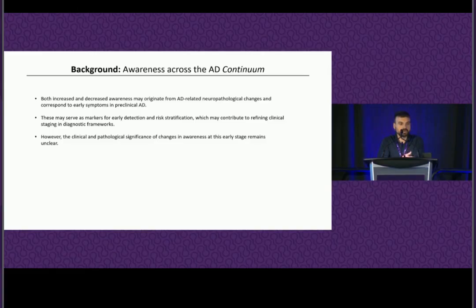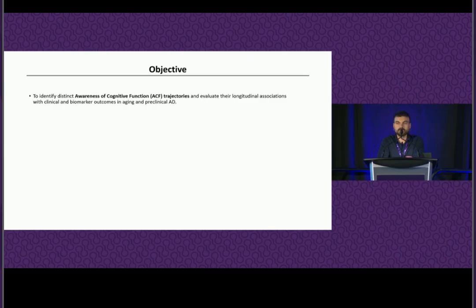Now, both increased and decreased awareness may originate from AD-related neuropathological changes and thus correspond to early symptoms in preclinical AD. These may serve as markers for early detection and risk stratification, which may contribute to refining clinical staging in diagnostic frameworks. However, the clinical and pathological significance of changes in awareness at this early stage still remains unclear. Therefore, the objective of the present study was to identify distinct awareness of cognitive function trajectories, from now on ACF trajectories, and evaluate their longitudinal associations with clinical and biomarker outcomes in aging and preclinical AD.